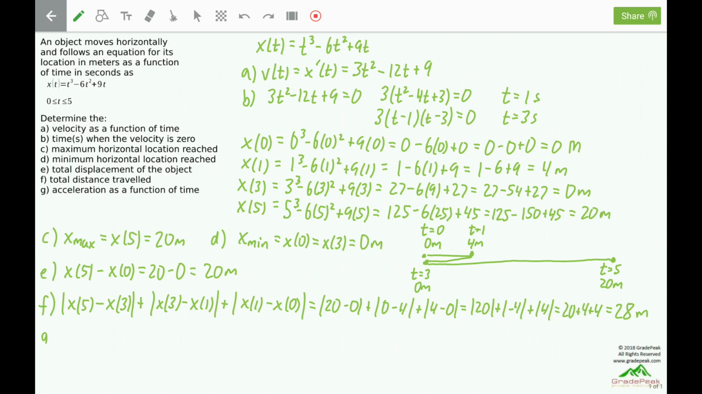Part G is the acceleration as a function of time. And the acceleration as a function of time is the derivative of the velocity as a function of time, or therefore the second derivative of the position as a function of time. The velocity is in part A. If we take the derivative of that, the first term is a power rule. Bring down the power, multiply with that 3, subtract 1 from the power. The second term is a constant times t. The derivative will be the constant. And then the third term is a constant with no t. The derivative is a 0. There's our acceleration function, 6t minus 12.